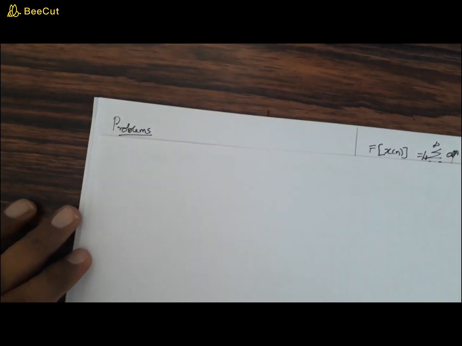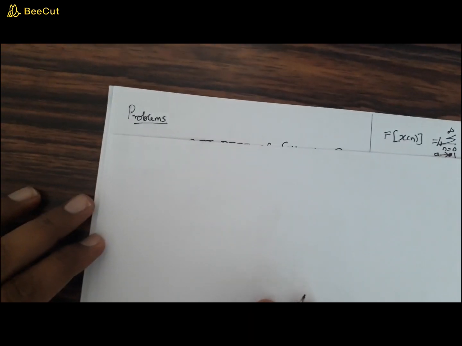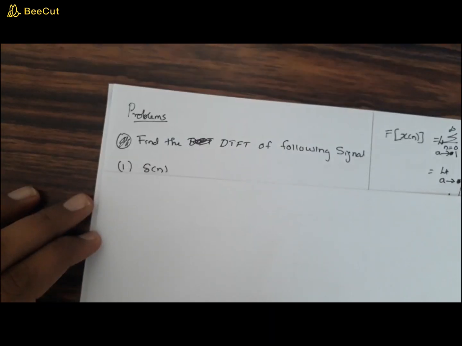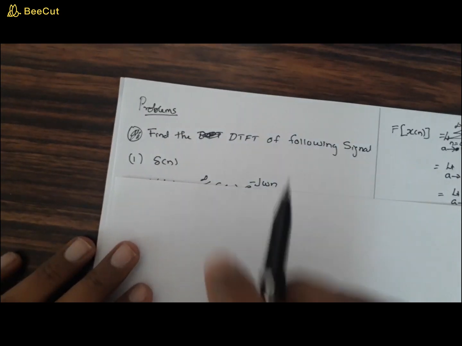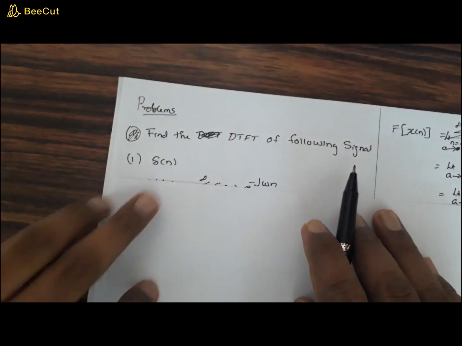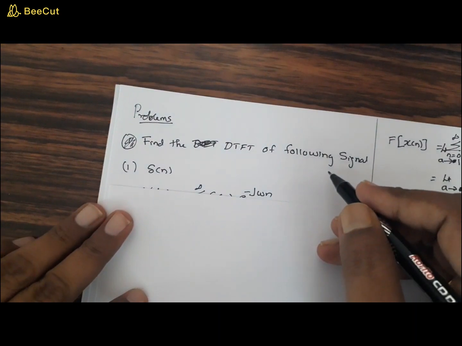Okay, now let's do some simple problems on discrete time Fourier transform. The first question, it's always simple. Find the DTFT of the following signal del of n. Do you know how del of n looks like?